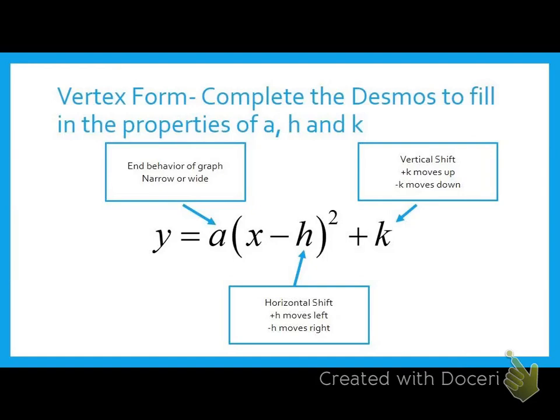If A is bigger than 1, then the graph is going to narrow. And if it's a fraction or a decimal, then it's going to start to widen out. Or even more to the point, if it's a smaller A than another graph, it'll widen out some. Okay?